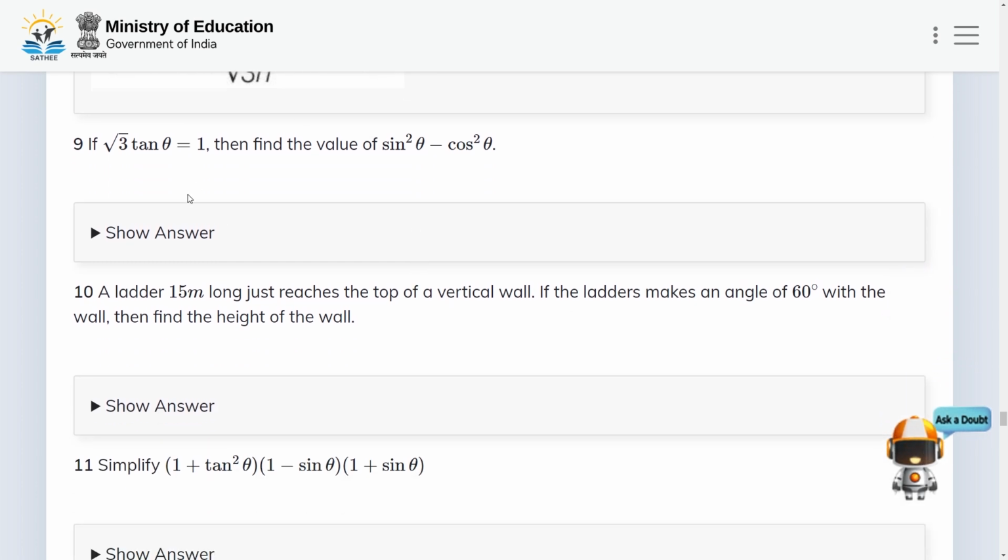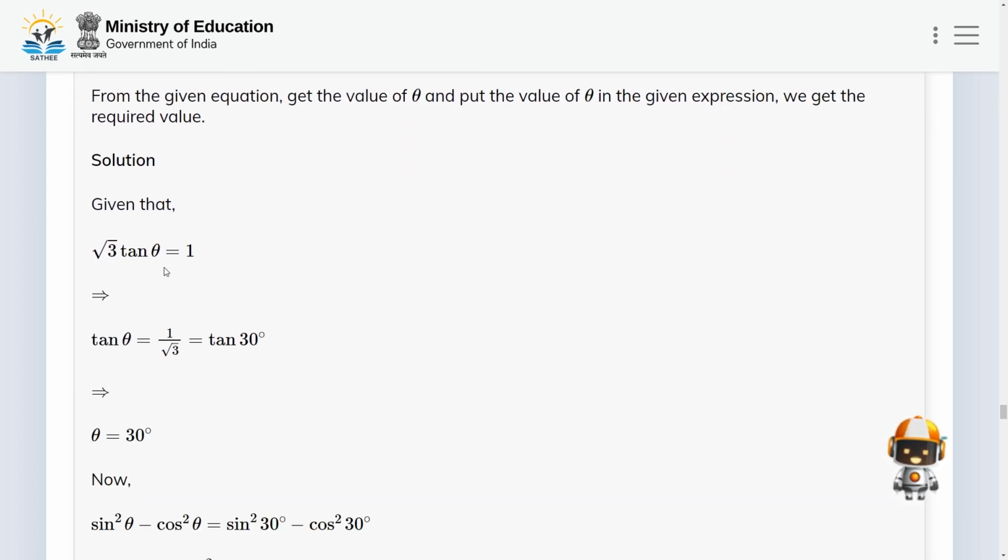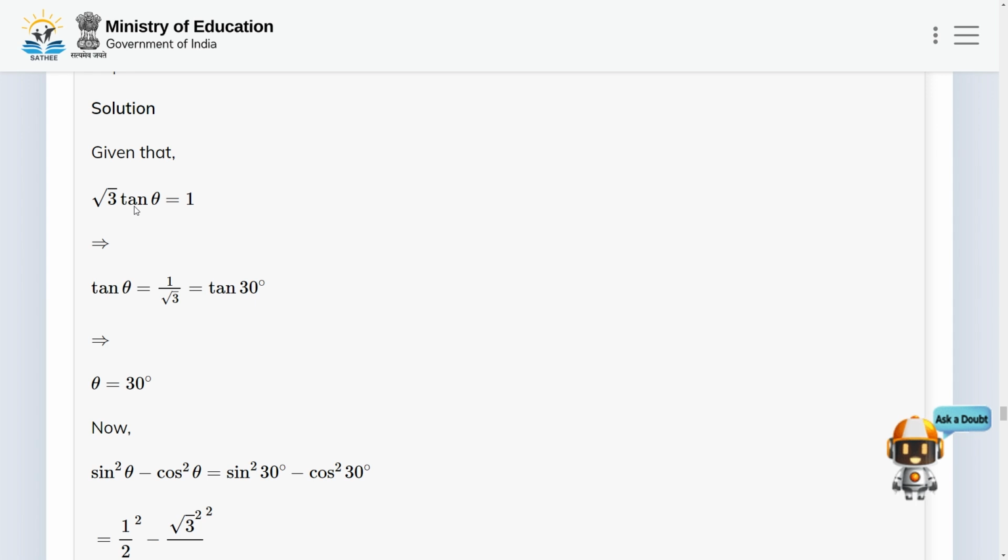And now, if root 3 tan theta is equal to 1, then find the value of sin square theta minus cos square theta. We are given root 3 tan theta is equal to 1. From this equation, it implies tan theta is equal to 1 by root 3, that is equal to tan 30 degree, and it implies theta is equal to 30 degree.